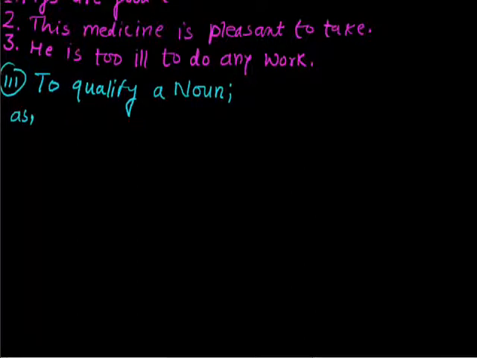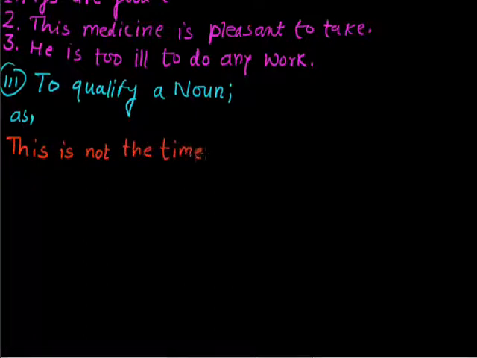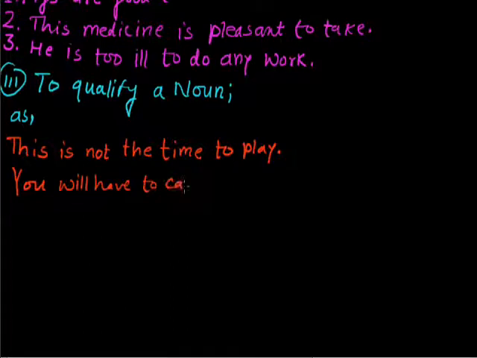For instance, this is not the time to play. Here in this sentence, time is the noun which is being qualified by the infinitive to play. One more example: you will have cause to repent. Cause is the noun here, which is being qualified with the infinitive to repent.